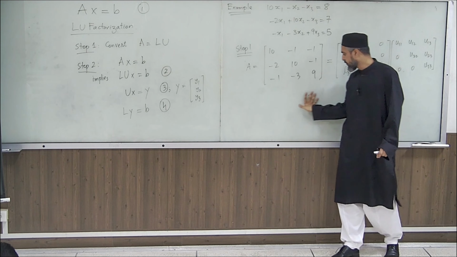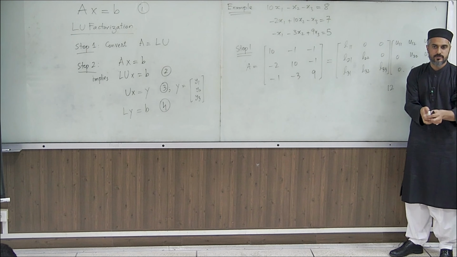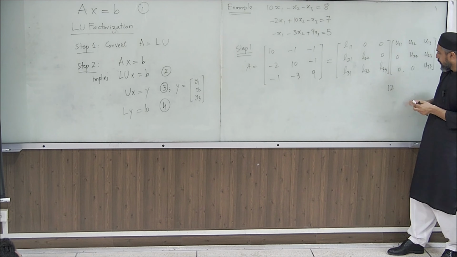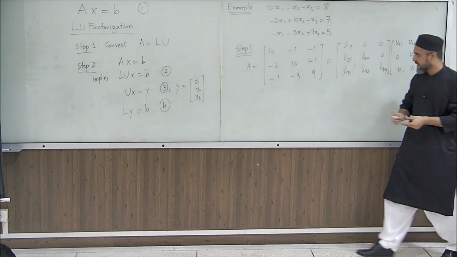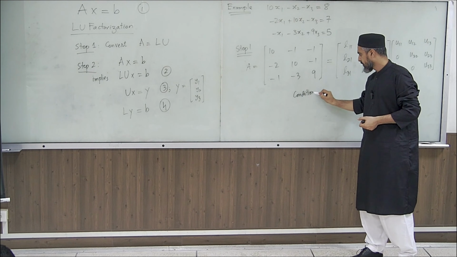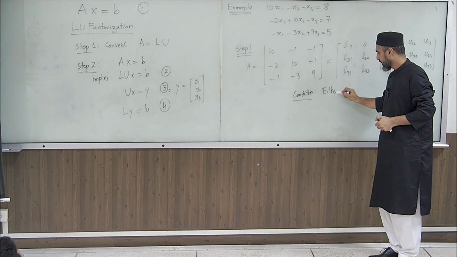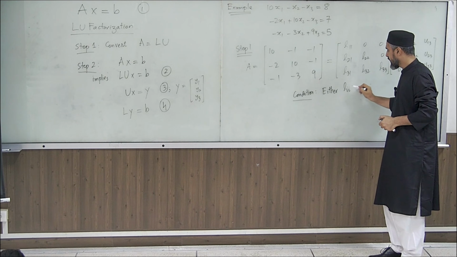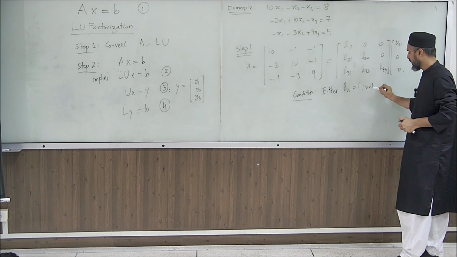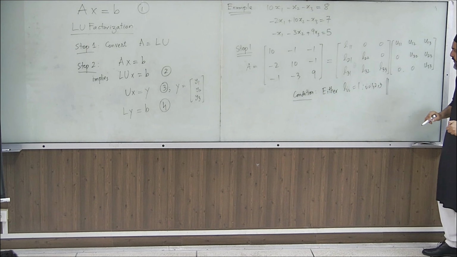We don't want that, because we want a unique solution if it exists, that is, if the determinant is non-zero. So the condition we're going to impose is, either take the Liis as 1. This is scenario 1. A second scenario is to take the Uiis as 1.